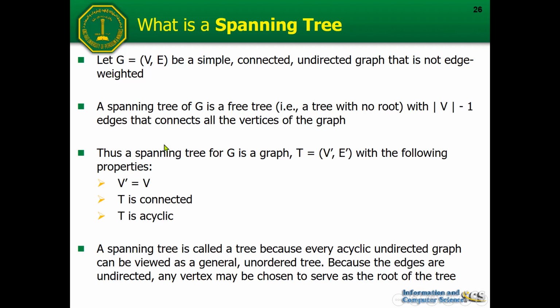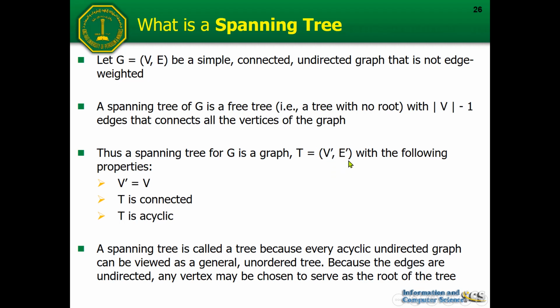So the spanning tree is defined for this kind of graph to be the free tree, which is the tree without a root, with the number of the vertices minus 1 edges that connect all the vertices of the graph. So the spanning tree of the corresponding graph is actually the tree that connects all the vertices in the graph. Okay, and the number of the edges for that tree should be the number of the vertices in the original graph minus 1.